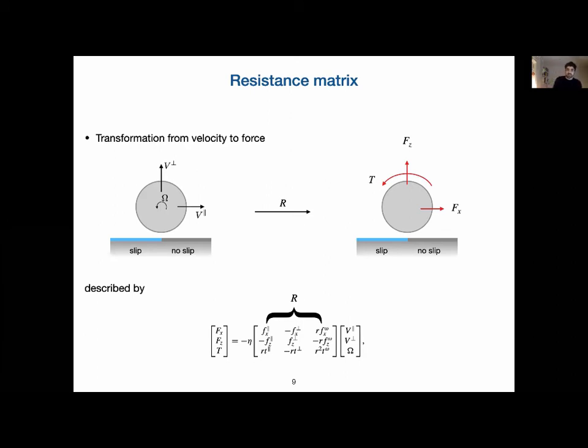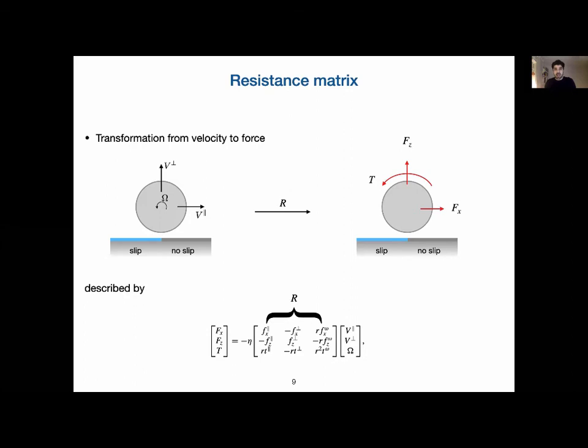And when we do that, we can form the resistance matrix, basically describing the relationship between velocity of the cylinder and forces on the cylinder. As you can see here, in 2D, we have two components of velocity and an angular velocity that can be translated to forces and torque on the cylinder through the resistance matrix R. The components of R are basically resistance coefficients, or friction coefficients, if you like.